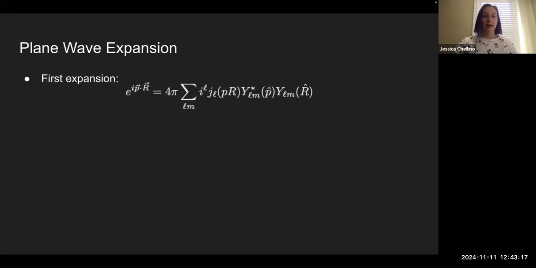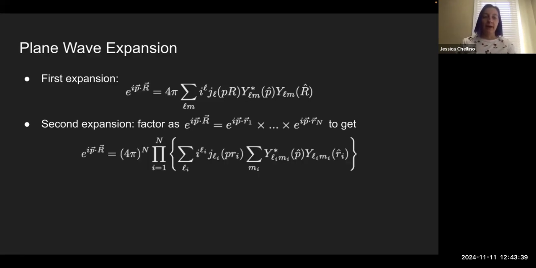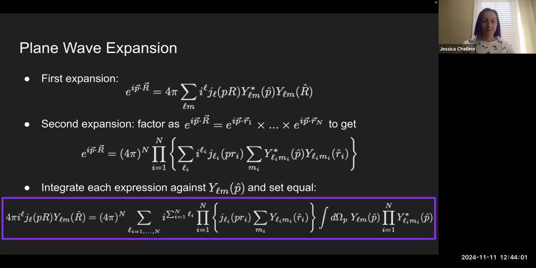Okay, so let's take the quantity e to the ip dot r and use the plane wave expansion on it. We get this expression where we have a spherical Bessel function and two spherical harmonics. Now, if we first factor this exponential into a product of exponentials and then use the plane wave expansion on that quantity, we get this result, where again, we have a spherical Bessel function and two spherical harmonics for each i, where i is going up to n. n is the number of unit vector arguments we have in our function. Now, we can integrate each of these expressions against the spherical harmonic and set them equal to one another. In doing that, we end up with this equation here.